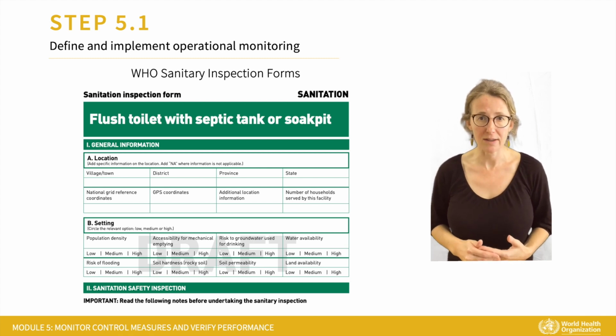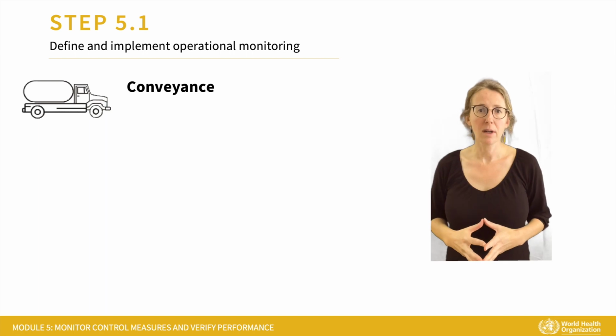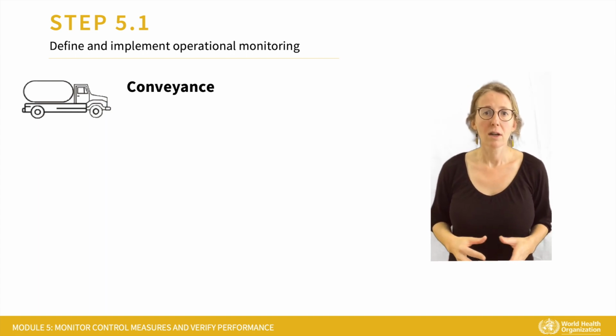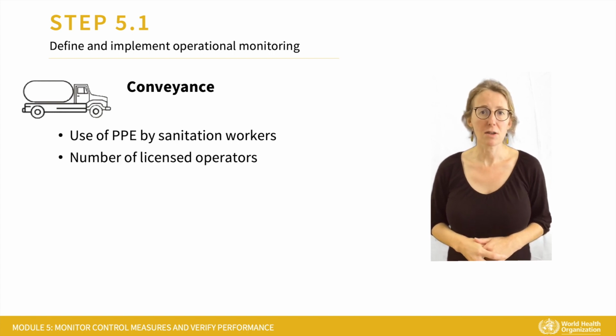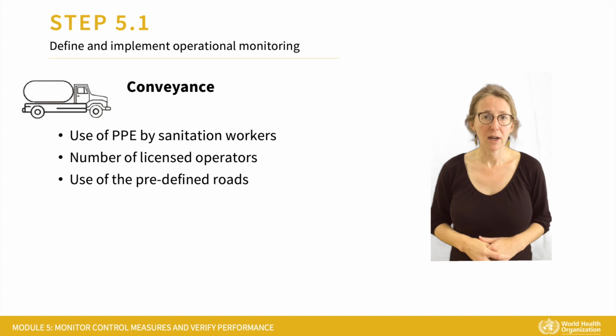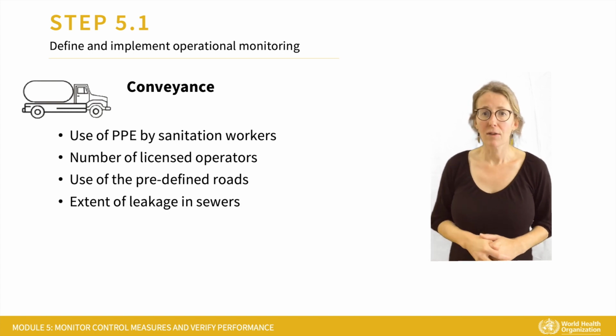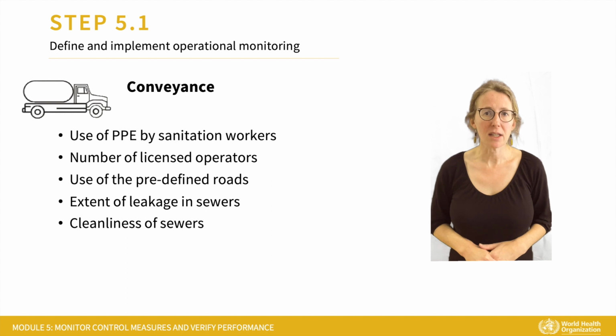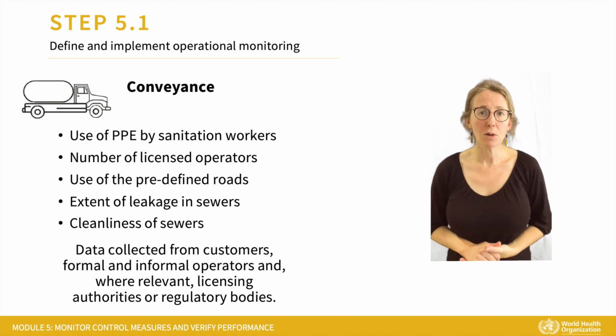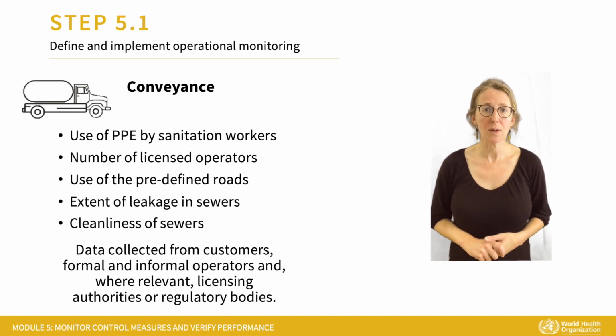At the conveyance step, possible monitoring parameters are use of personal protective equipment by sanitation workers, number of licensed operators, use of the predefined roads, extent of leakage in sewers, cleanliness of sewers. Data on emptying and transport for on-site facilities and on leakage or overflow of untreated sewage may be collected from customers, formal and informal operators, and where relevant, licensing authorities or regulatory bodies.